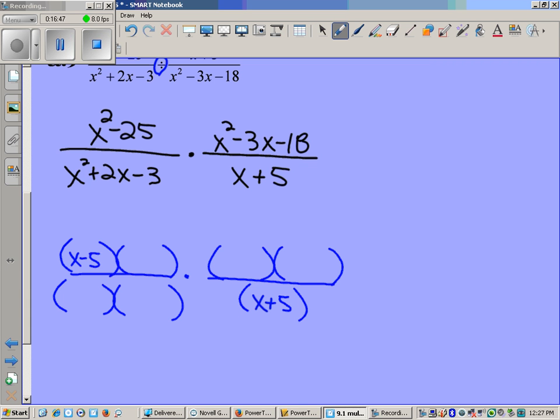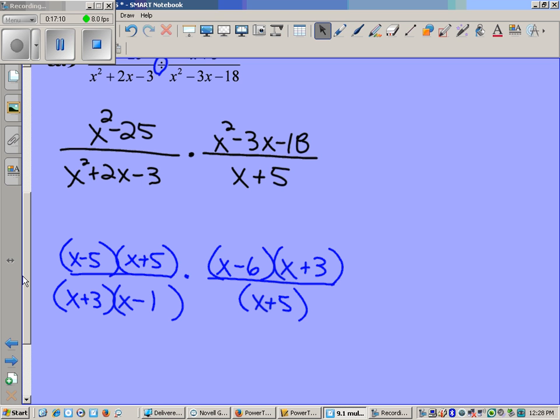Alright, I have a squares problem, an x minus 5 and x plus 5. I have a basic factor, numbers that multiply to negative 3, that when you add them you get positive 2. I'm going to say positive 3, negative 1. I have another basic factor problem. What numbers multiply to negative 18 that add to negative 3? I'm going to say negative 6 and positive 3, right?